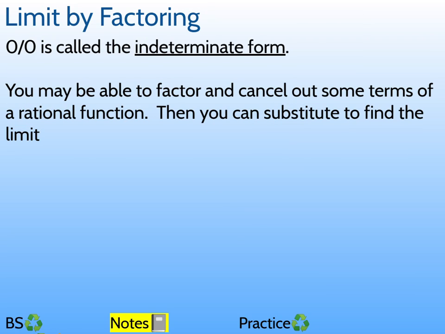Hey, it's been 1 second. Welcome back. 0 over 0 is actually something called the indeterminate form. And that's because you can't determine what the limit is when you have 0 over 0. Good news, though, there's a way around it, especially when you have a rational function. One of the key ways to figure this out is to factor both the top and the bottom. Then hopefully you can cancel out some terms, which will mean that you won't have a 0 in the denominator, and then you could substitute back in and find the actual limit.